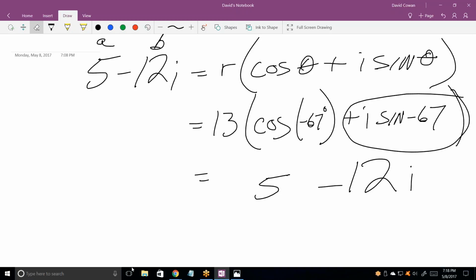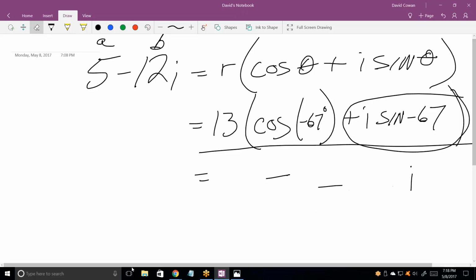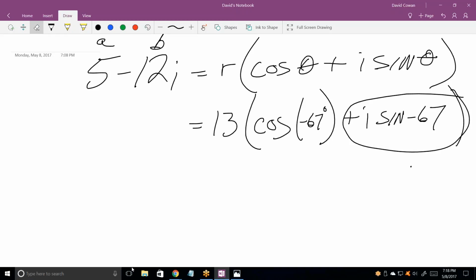And incidentally, this is the right answer, not this. This merely proves that we did it right. It's not the answer. The question was, put it in trigonometric format. That's trigonometric format, right there.